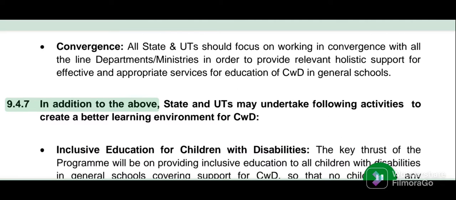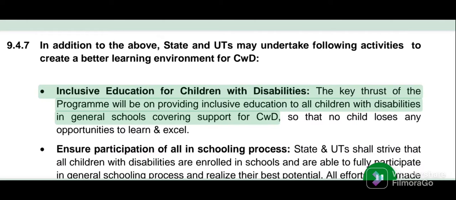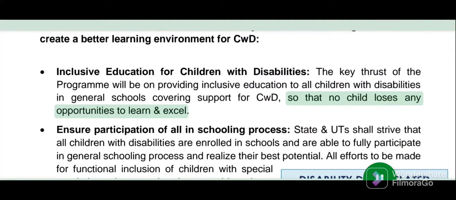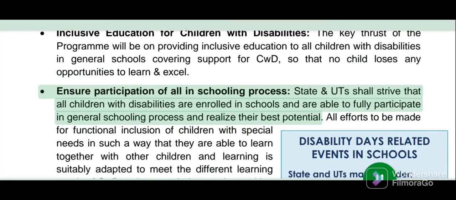9.4.7 In addition to the above, state and UTs may undertake the following activities to create a better learning environment for CWD. Inclusive education for children with disabilities. The key thrust of the program will be on providing inclusive education to all children with disabilities in general schools, covering support for CWD, so that no child loses any opportunities to learn and excel.